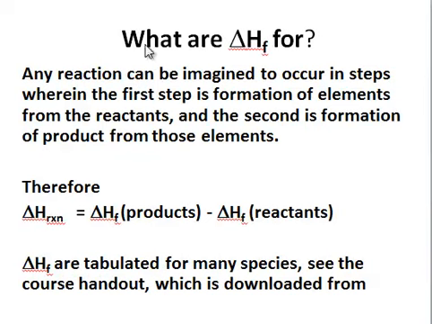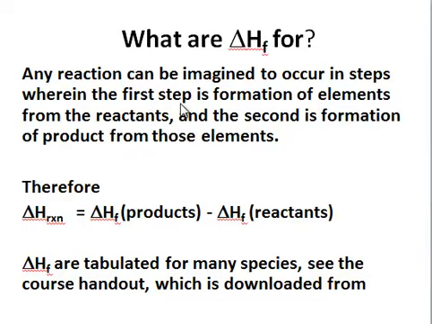What are these for? What's the point of a heat of formation? By the way, this is the symbol for a heat of formation. Any reaction can be imagined to occur in steps where the first step is formation of elements from the reactants. In other words, we tear the reactants apart into the elements. And the second is formation of product from all those elements. In other words, the elements combine back into product.